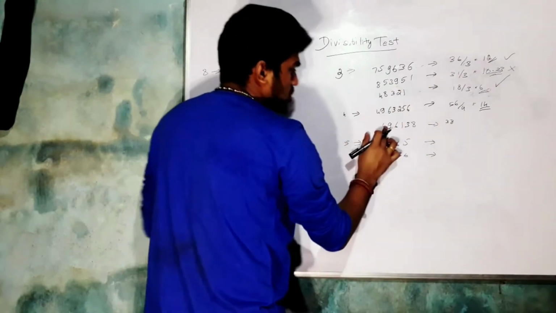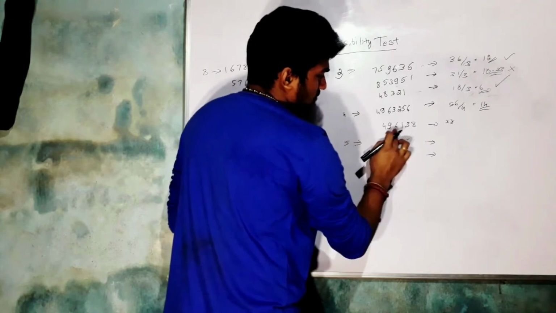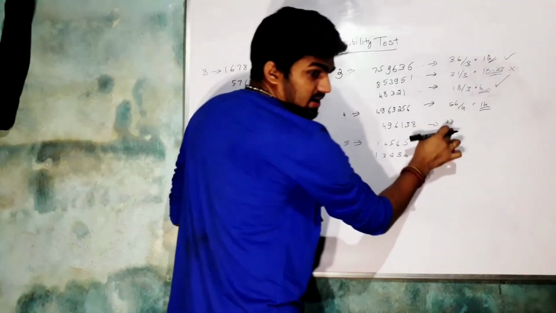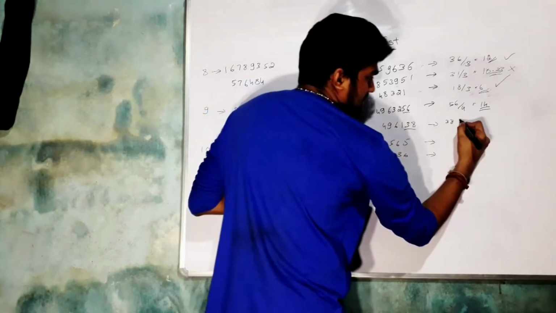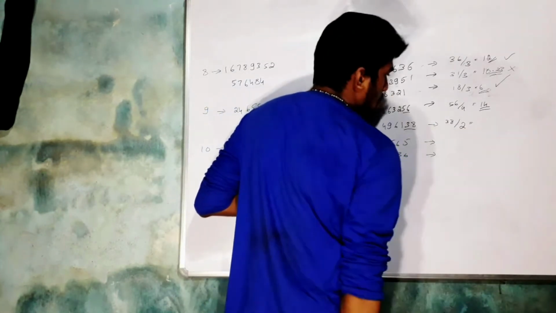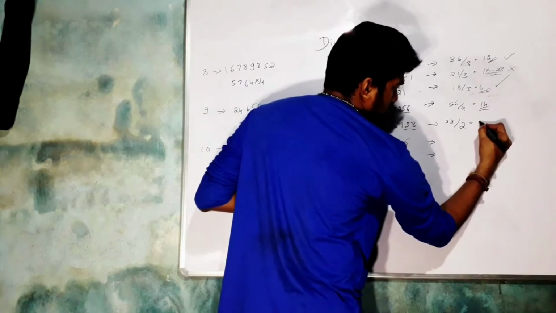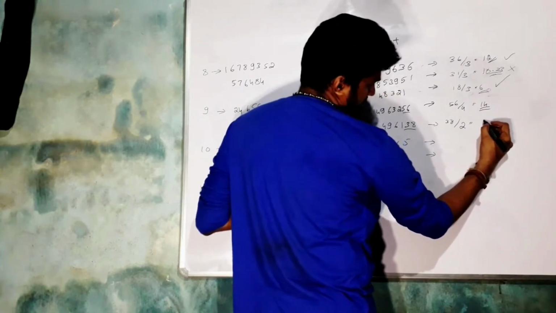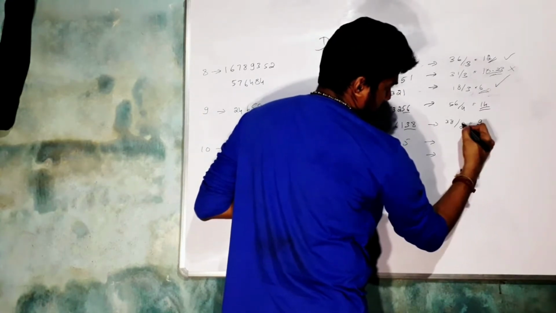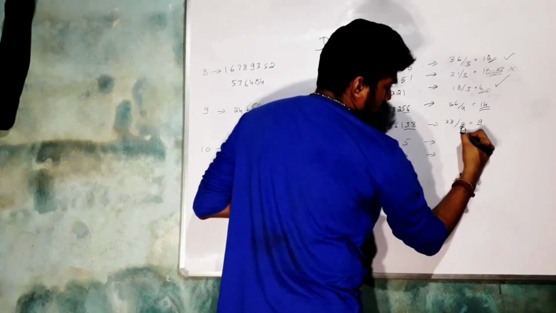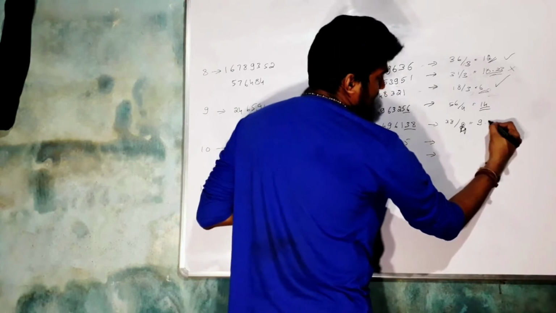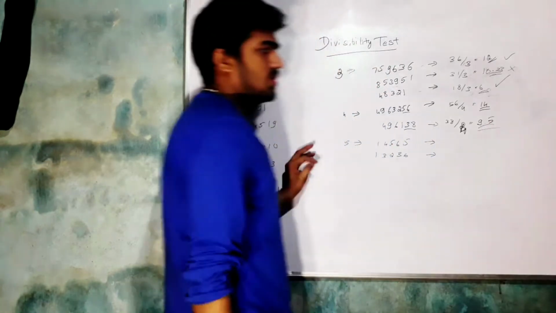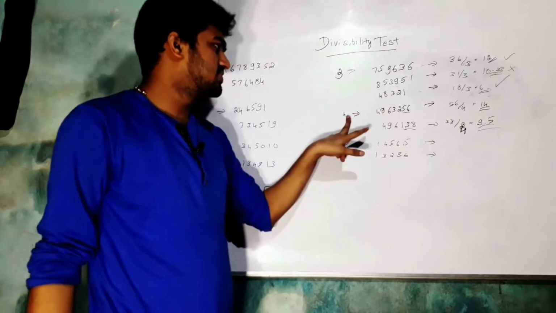Okay. So in the next number, let's take 496138. The last 2 digits are 38. Is that divisible by 4? No, it's not. Sorry, I said 2, it's 4. Is it divisible by 4? It gives 9.5 something. So it's a fractional number. It's not divisible by 4.